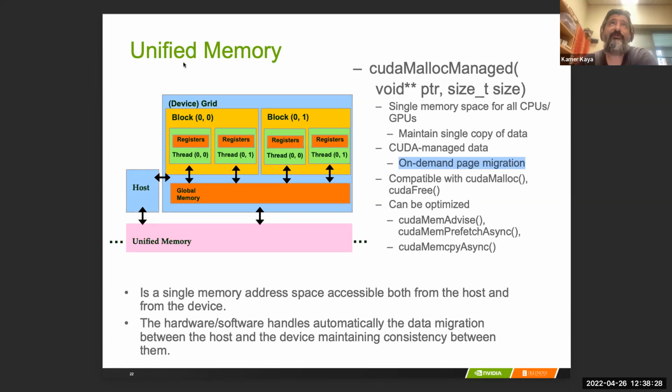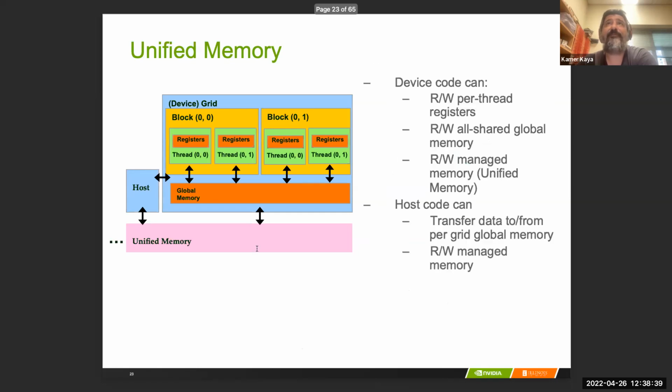In short, again, unified memory is a single memory address space accessible from both the host and the device. The hardware and software automatically handle the data migration between the host and the device, maintaining consistency between them. So now the device code can read, write, and manage unified memory, and the host code can also read, write, and manage memory. These two are now possible compared to the previous one.